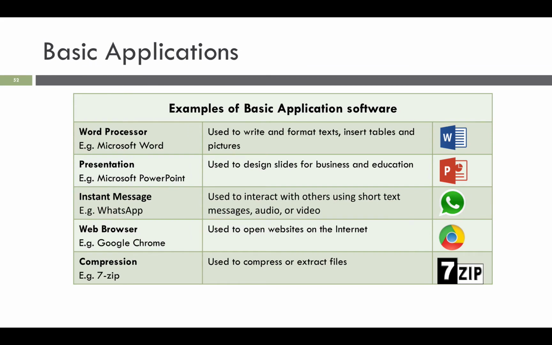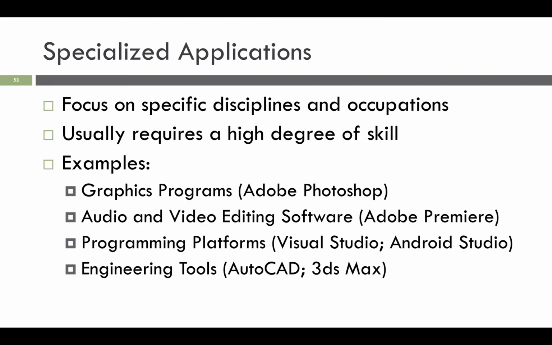Examples of basic applications for common computing tasks are word processors, spreadsheets, presentations, web browsers, and file compression. Specialized applications focus on specific disciplines and occupations. These applications usually require a high degree of skill. For example, software engineers use programming tools like Visual Studio and Android Studio. Engineers use tools like AutoCAD and 3ds Max to design their widgets.